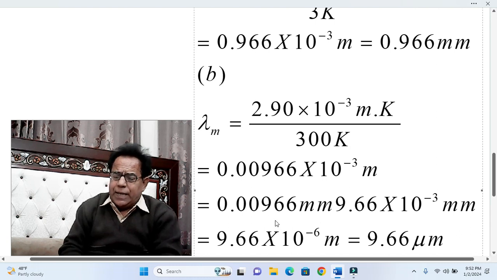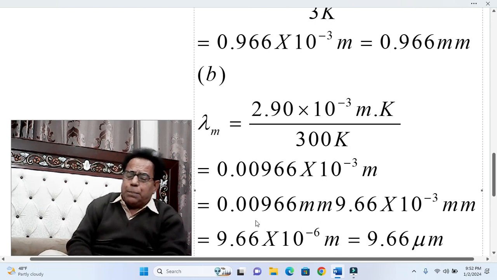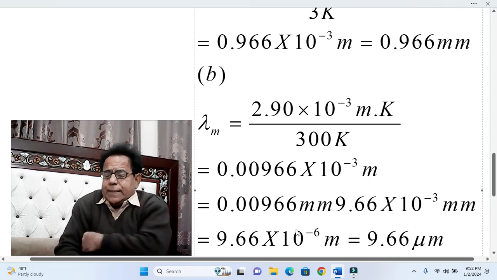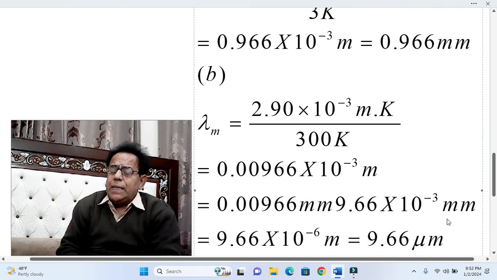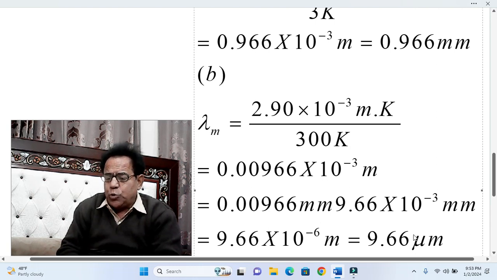When we write it in this way, then we will alternatively multiply it with 10 raised to the power minus 3, because we have shifted the decimal 3 steps ahead. So it will become 9.66 into 10 raised to the power minus 3 millimeter. In other words, it can once again be written as milli, so millimeter, and we know that milli into milli becomes equal to micro. Milli means 10 raised to the power minus 3, while micro means 10 raised to the power minus 6. So this will be equivalent to writing it as 9.66 into 10 raised to the power minus 6.